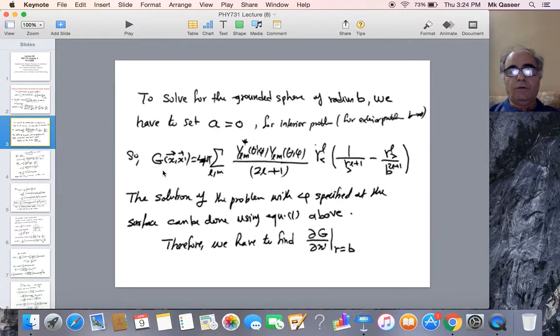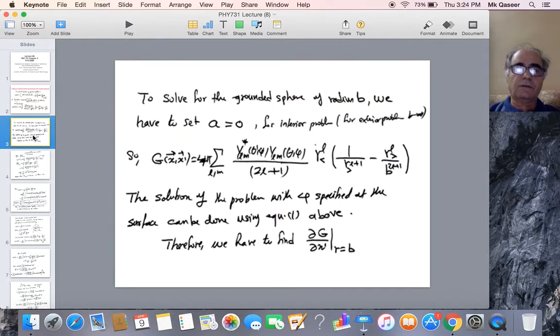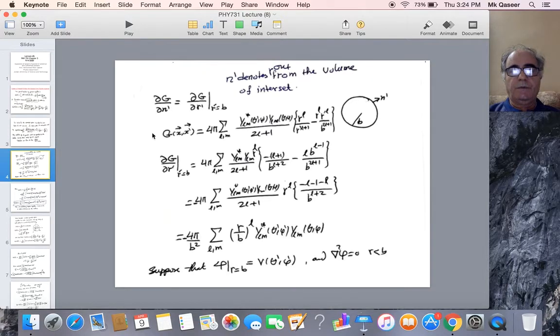Now, to find phi, if we look at the first expression, equation number 1, we have to find dg by dn at the surface of the sphere of radius B. dg by dn is given by this expression, and since we are solving an interior problem, n is pointing out. In the previous lecture, we solved an exterior problem where n is pointing inside. Now, evaluating the derivative and substituting r prime equal b, we reach this expression.